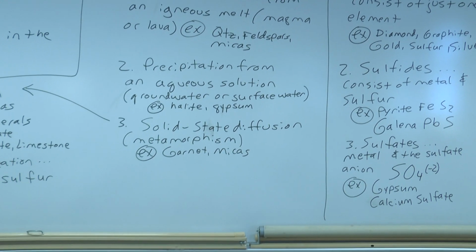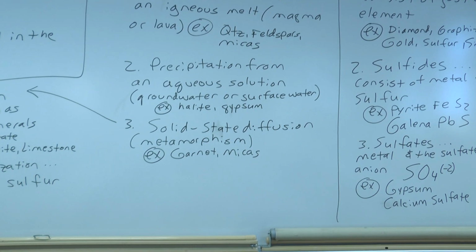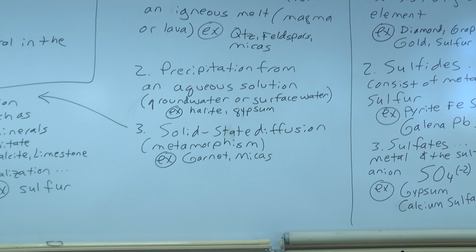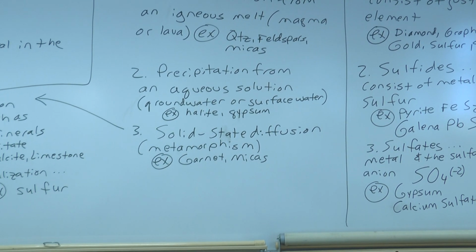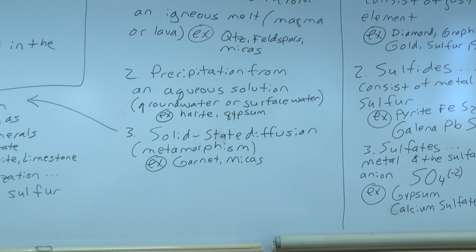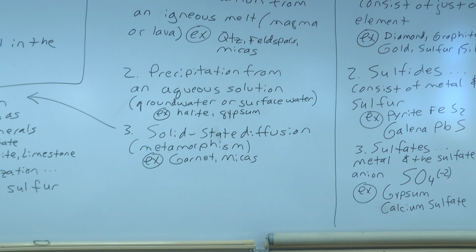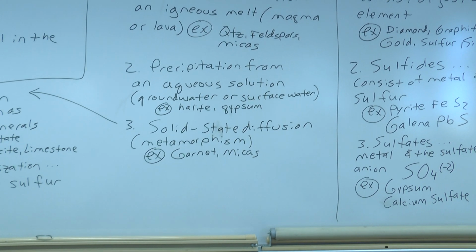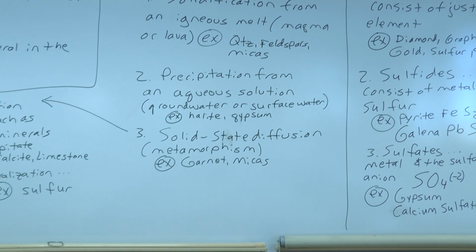Number 3, solid state diffusion, which is another word for metamorphism. So we'll learn about metamorphic rocks later in the semester, after we've had one exam and after we've talked about sedimentary rocks. So common minerals that form as a result of solid state diffusion are things like garnets, which is the gemstone for January, I believe, and the micas, the muscovite and the biotite mica that we looked at in class.